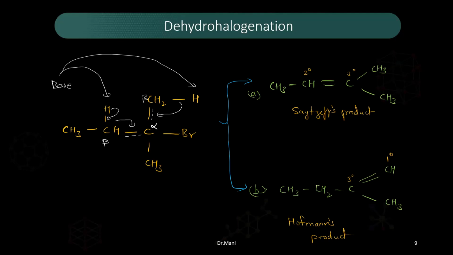I'll tell you the reaction order. Actually, the tertiary is greater than the secondary is greater than the primary. Okay, so remember this. So here we have a tertiary and secondary carbon, and here we have a tertiary and primary carbon. So that will define Saytzeff's product and Hofmann's product. So write down this one. Draw the structure.